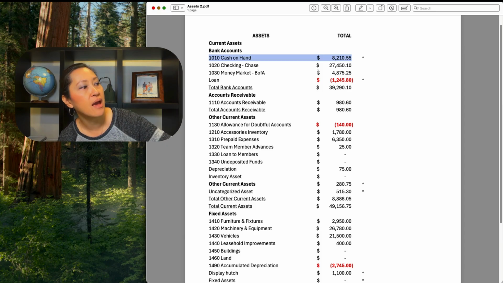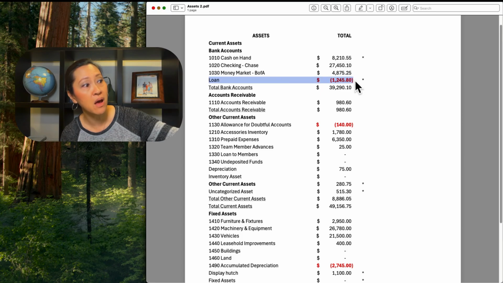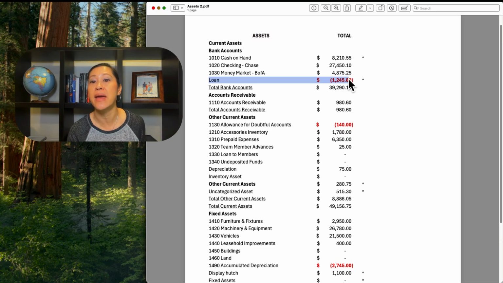The one other thing I want to point out here is this loan. A loan belongs in the liabilities section. It should not be showing under assets. Here, the loan was created as a bank account and shows a negative balance. We should never see a negative bank account. Otherwise, the client could be hit with insufficient funds fees. And of course, nobody wants to work with a negative checking account.